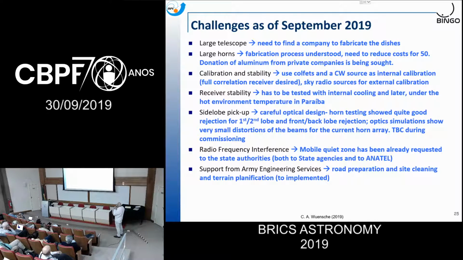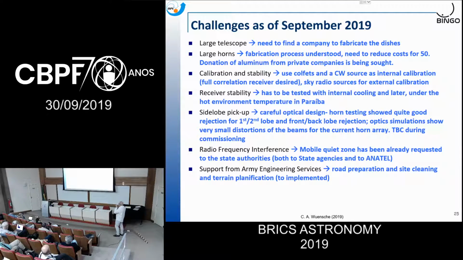The side lobe pickup is quite good. We had the measurements of the beam design, of the response of the horn. We need to have it assembled in the full telescope to see how the full system behaves. Individually, the parts work quite well. We have to keep that region quiet.